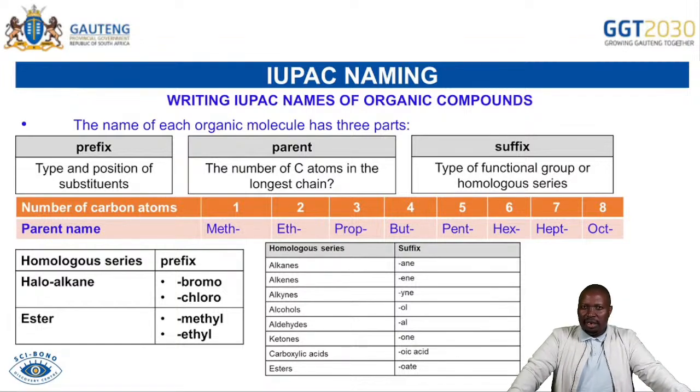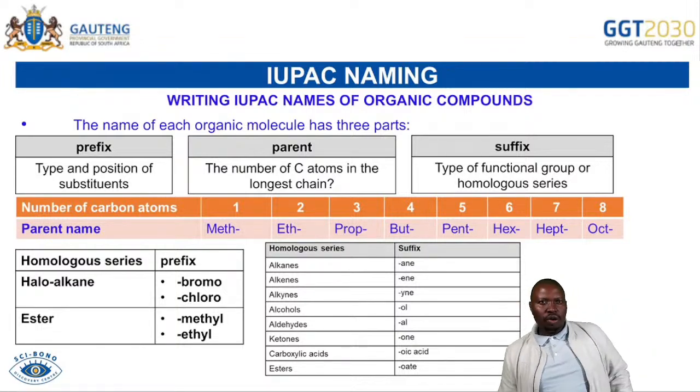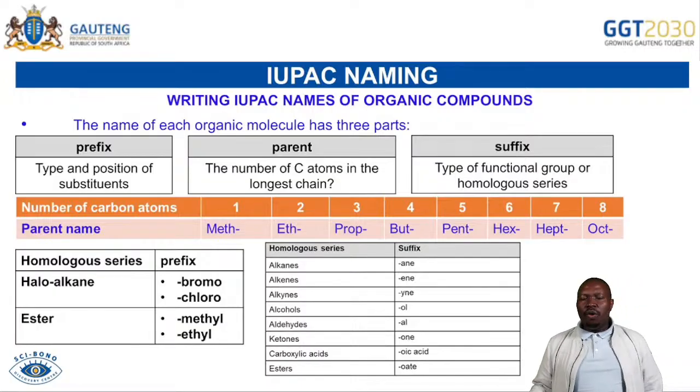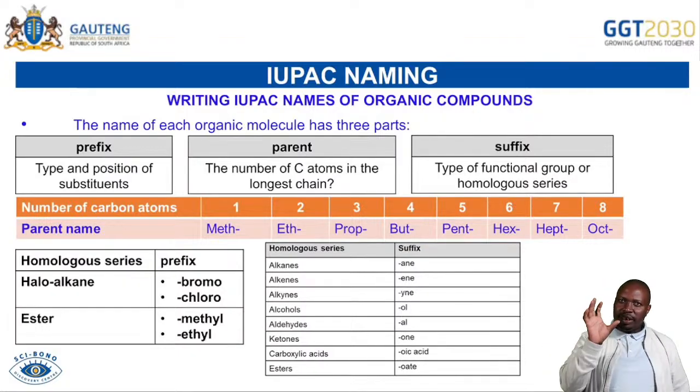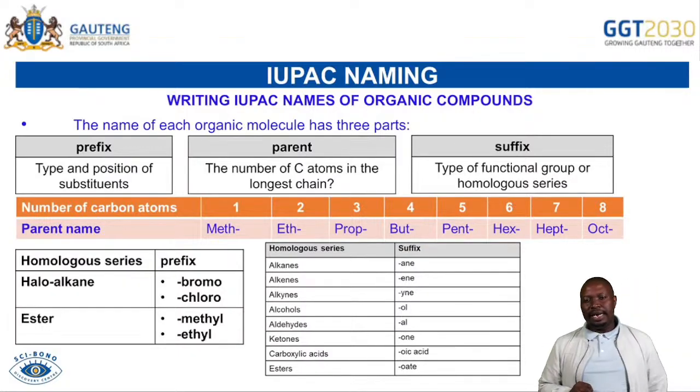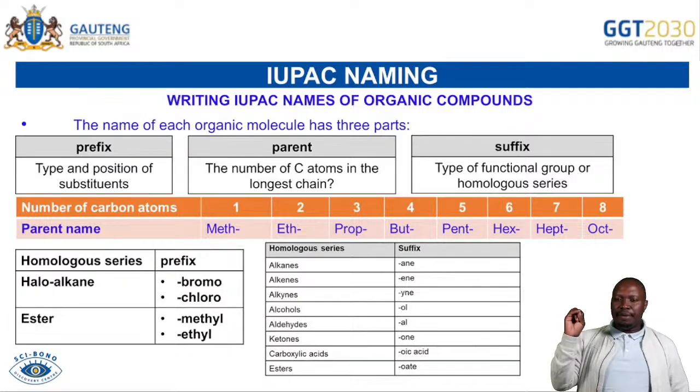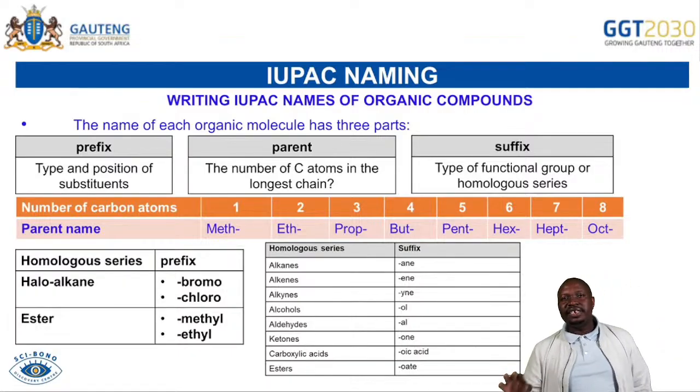2-chlorobutane. Yes, I'm just taking it from my head. 2-chlorobutane as a name. Now we are supposed to see where the 3 parts come in, so that you are able to see that in a name there will always be these 3 parts. What are the 3 parts? The prefix, the parent or the root, and the suffix.